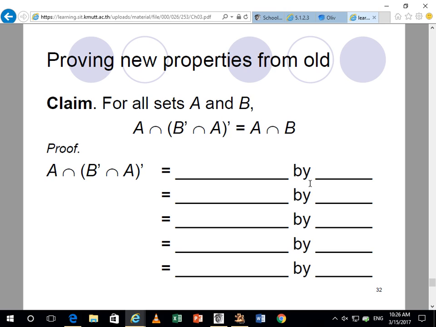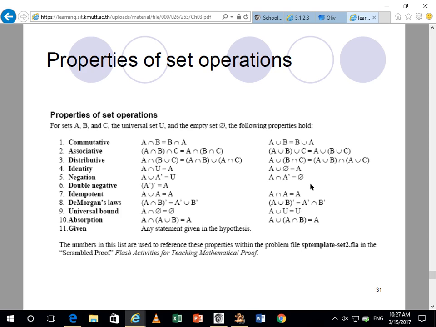Sorry? Can I show all properties? You need to know them. Do you need to know all properties? Yes, you need to know all properties. In the exam, yes, you should know all the properties. It's not that many. And you know most of them. I mean, some of them, actually you know all of them.